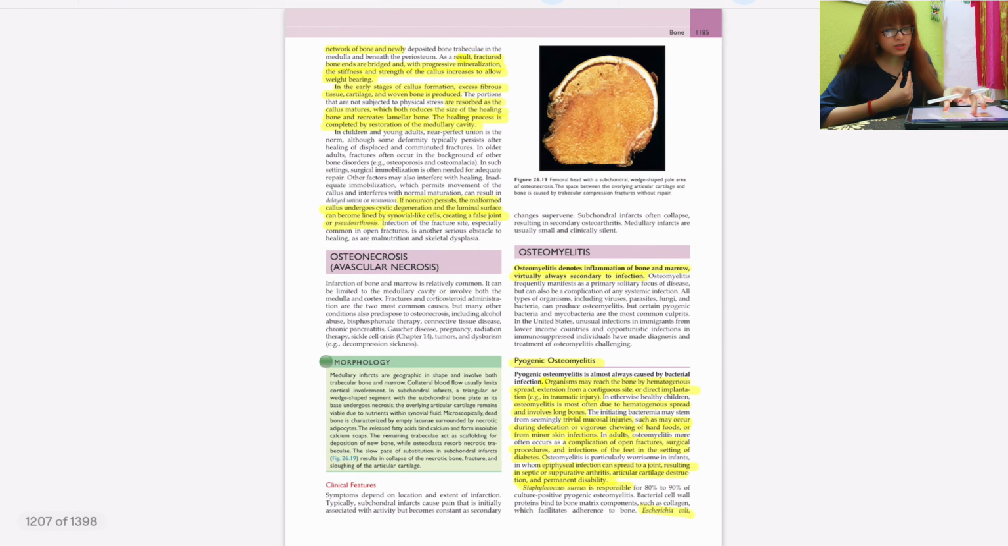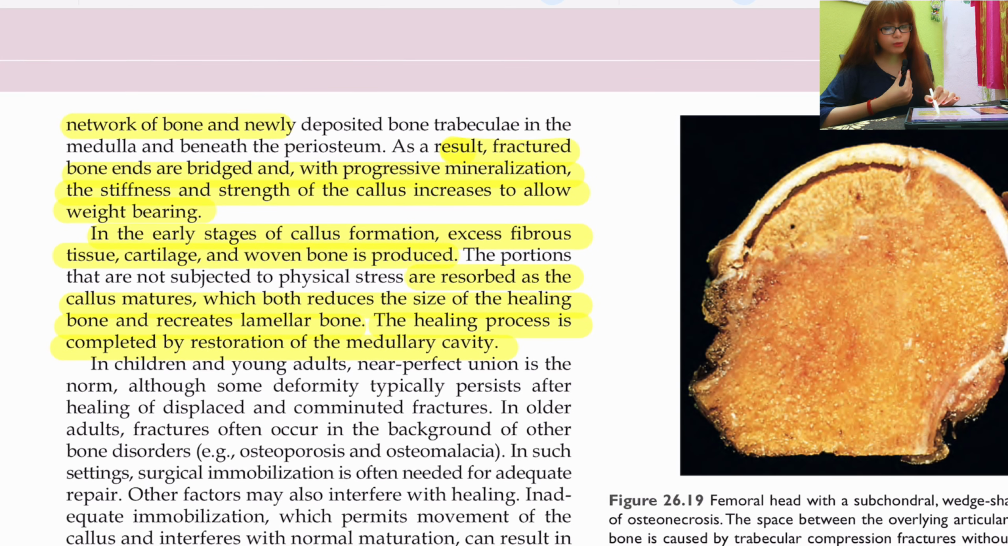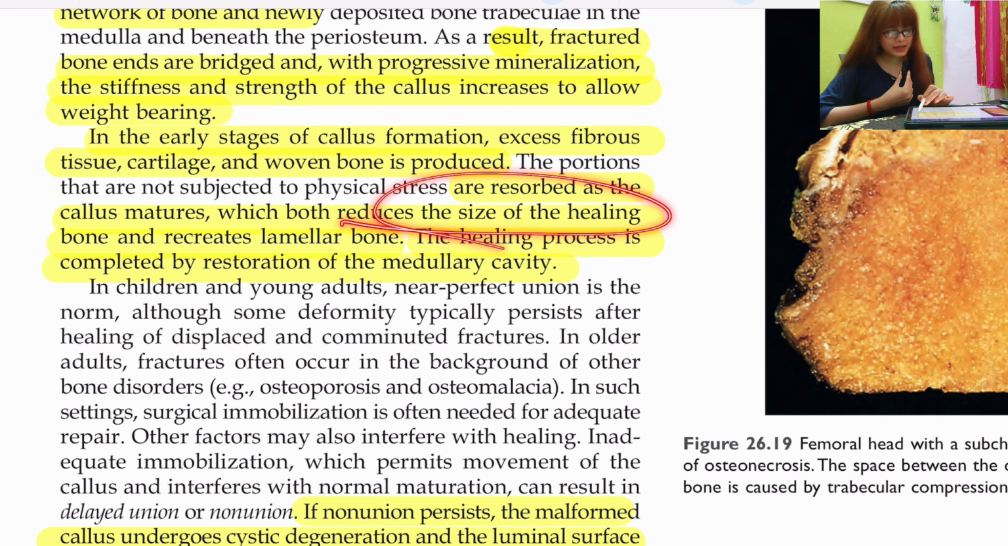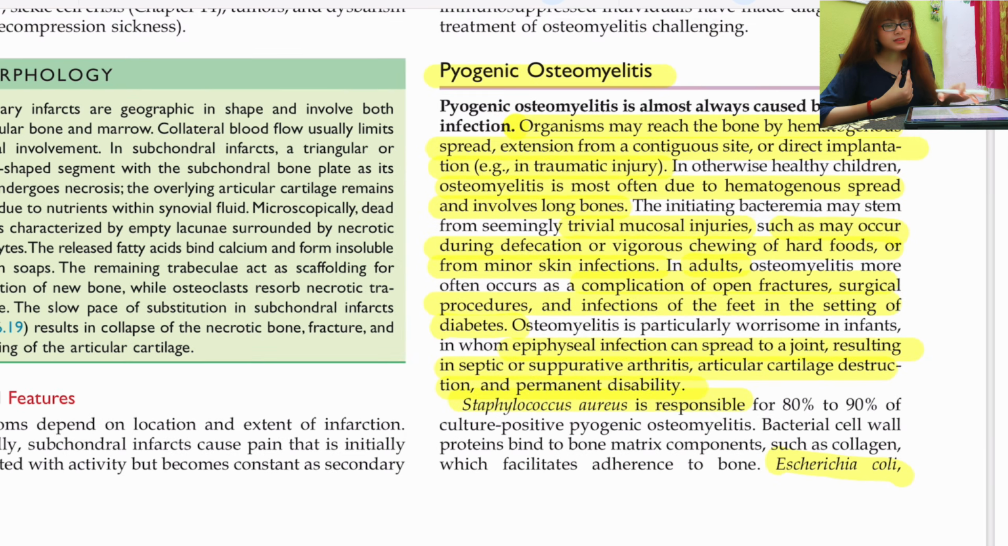Enchondral ossification produces a continuous network of bone and bony trabeculae. Now, this fracture site will ultimately be bridged, and there's progressive mineralization. The stiffness and strength of the callus will start to increase, and the excess fibrous tissue, cartilage, and woven bone which is produced will be resorbed. These things will ultimately get resorbed as the callus matures, which will reduce the size of the healing bone, and it will recreate the lamellar bone. From the procallus to the callus, ultimately this woven bone is getting converted into lamellar bone, which is causing the healing.